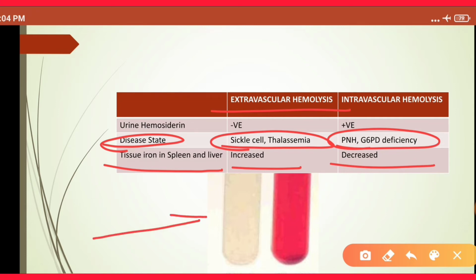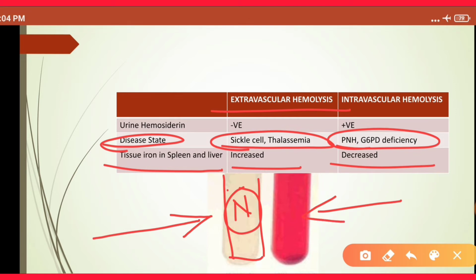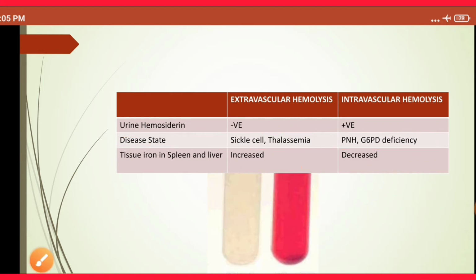Now below here is the figure of hemoglobinuria. This is your normal urine, right? This is the normal pale yellow colored urine. But if you see this diagram, it is pink colored, right? The color of urine has changed to pink. So it is a case of hemoglobinuria. So this is an example of intravascular hemolysis. You can see the hemoglobinuria, right?